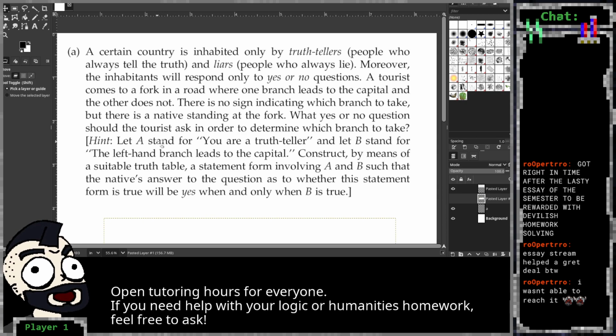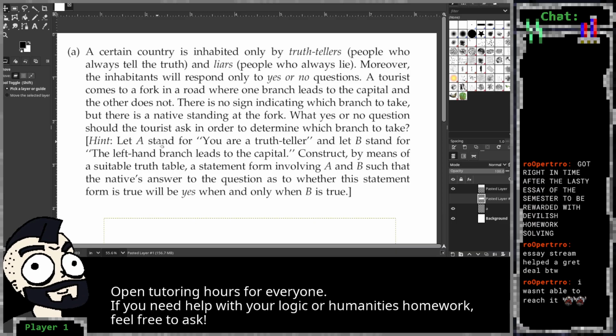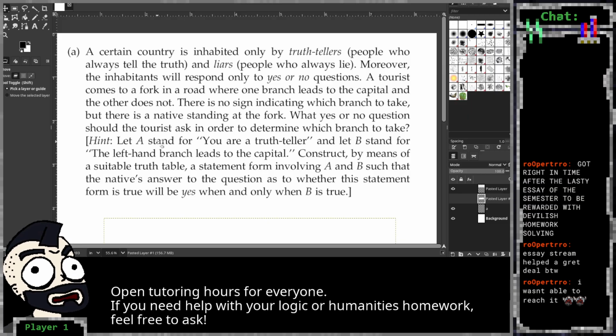Construct by means of a suitable truth table a statement form involving A and B, such that the native's answer to the question as to whether this statement form is true will be yes when and only when B is true.